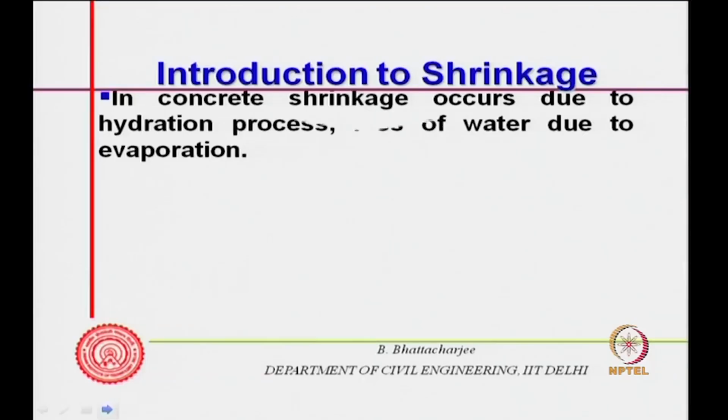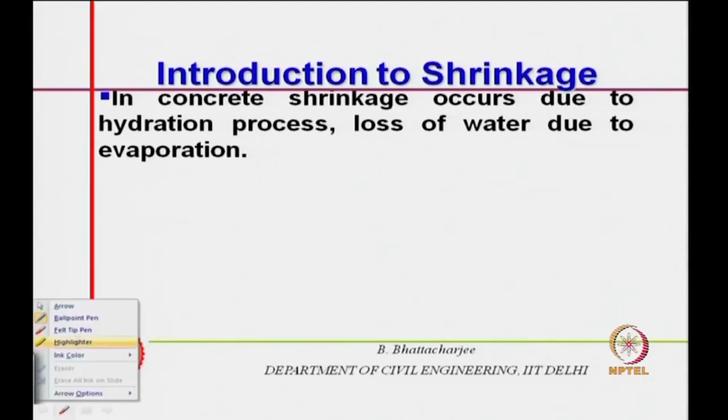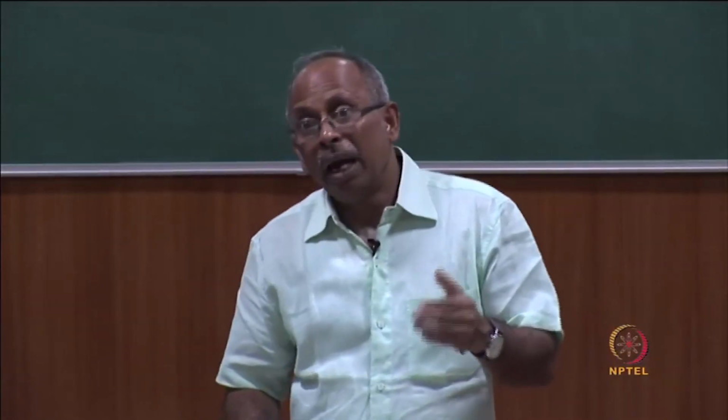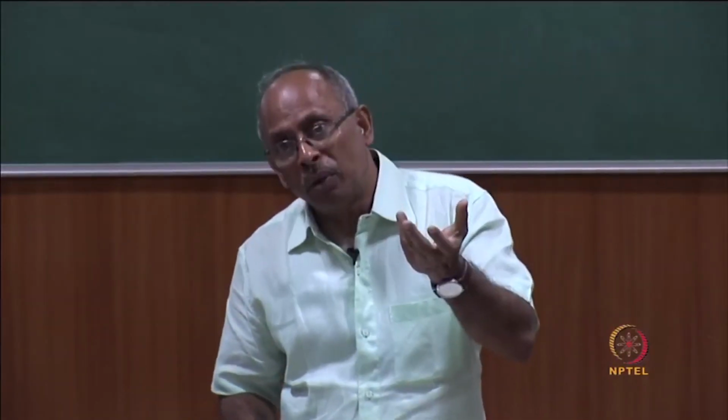So, why does shrinkage occur, or when does shrinkage occur? First of all, in concrete shrinkage occurs due to hydration process, loss of water due to evaporation. So, hydration process causes some amount of shrinkage, which we have seen somewhat, and we will be looking at it again, and evaporation loss of water would occur both in plastic stage of concrete and later on in the drying stage of the concrete as well.